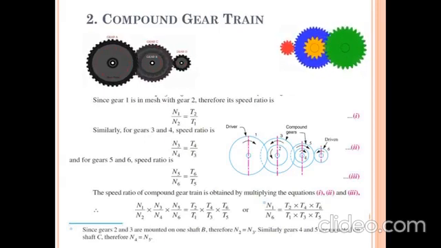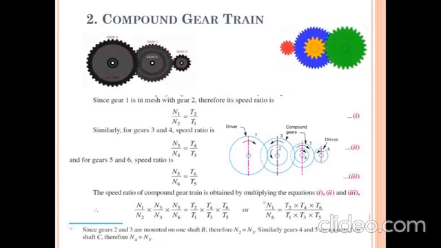Therefore, these will be velocity ratios between each meshing gear. Then the total velocity ratio for this gear train can be found by multiplying these velocity ratios as N1 upon N2 into N3 upon N4 into N5 upon N6 is equal to, in terms of teeth, you can write. Now cancel out the velocities for gear 2 and 3 because these are mounted on the same shaft. These will have the same velocity. N2 and N3 will get cancelled. 4 and 5 gears are mounted on the same shaft, therefore N4 and N5 velocities will also get cancelled. Therefore remaining velocities will be N1 upon N6.